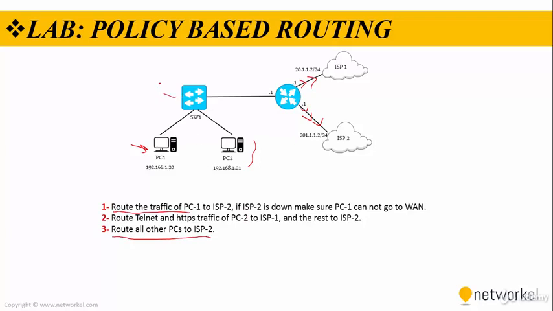Then route all other PCs to ISP2. If I plug a PC3 in here, for example, that should be forwarded to ISP2. Alright, what I'm gonna use in here is policy-based routing. I'm gonna create some access lists, and I'm gonna create some route maps again. I'm gonna match the access lists in the route map, and I'm gonna set the next hop values as shown in the figure. Alright guys, let's go.